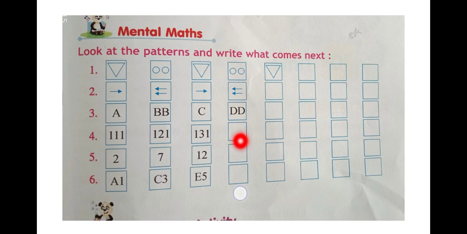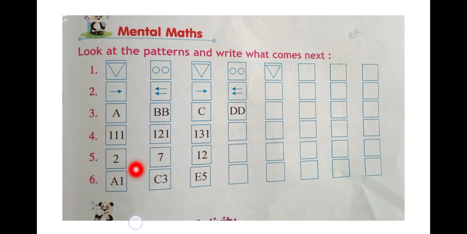Alright? Okay. Now the next question, number 5, is also patterns using numbers. So what is the number here? It is 2. So the next number is how much? 7. The third one is 12. So what do you have to do first? You have to see first whether the numbers are increased or decreased.